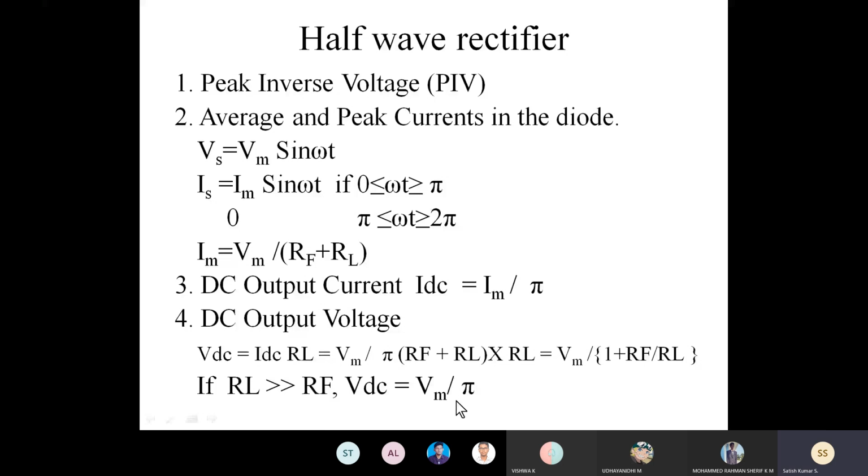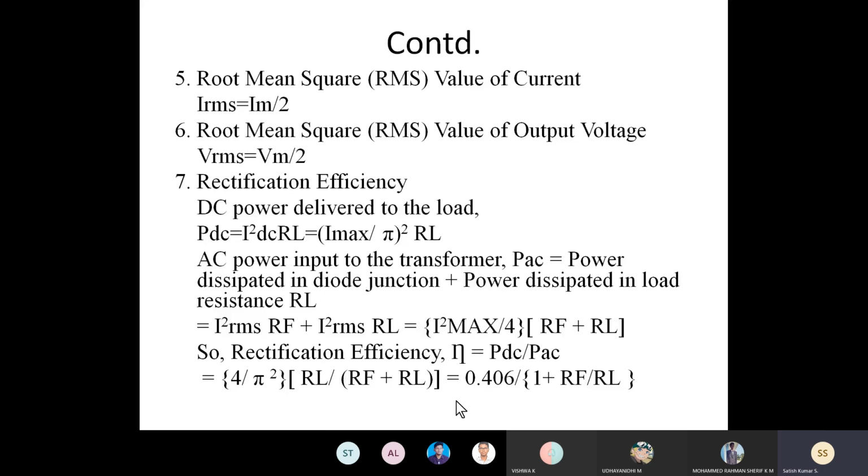Right. So these are the basic fundamental components of a half-wave rectifier: peak inverse voltage, average current, output current, and output voltage. And the remaining terms are RMS current, RMS voltage, and rectification efficiency for a half-wave rectifier. So why do we have to calculate the RMS value? Is it very helpful for further calculation in our circuit? Why do we have to use the RMS value here?